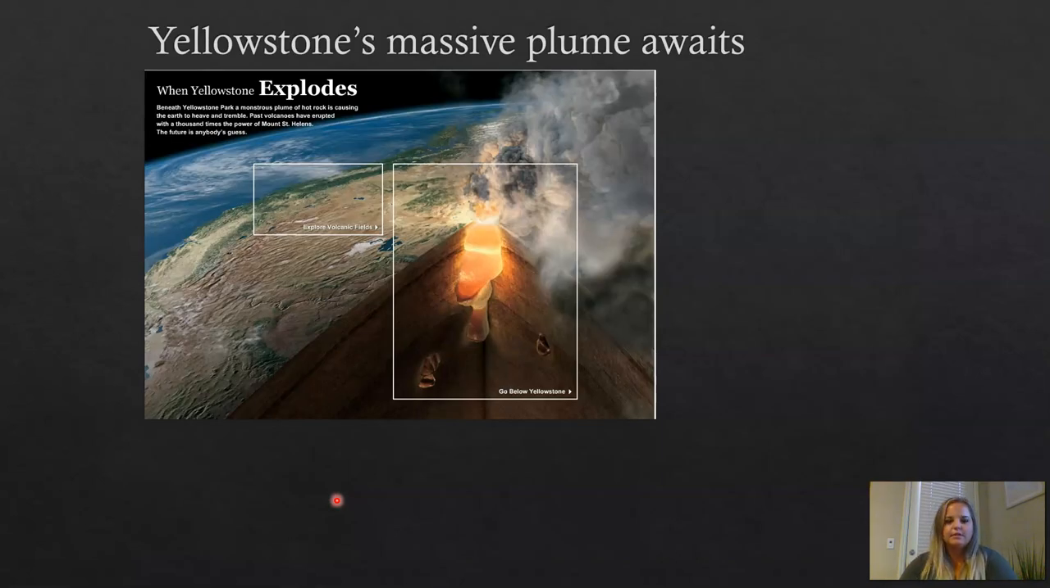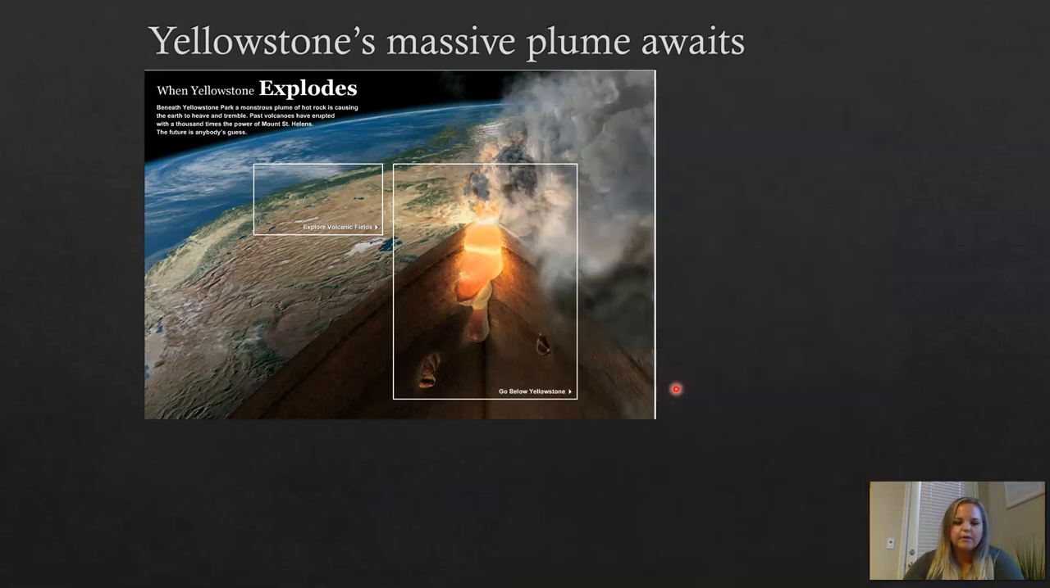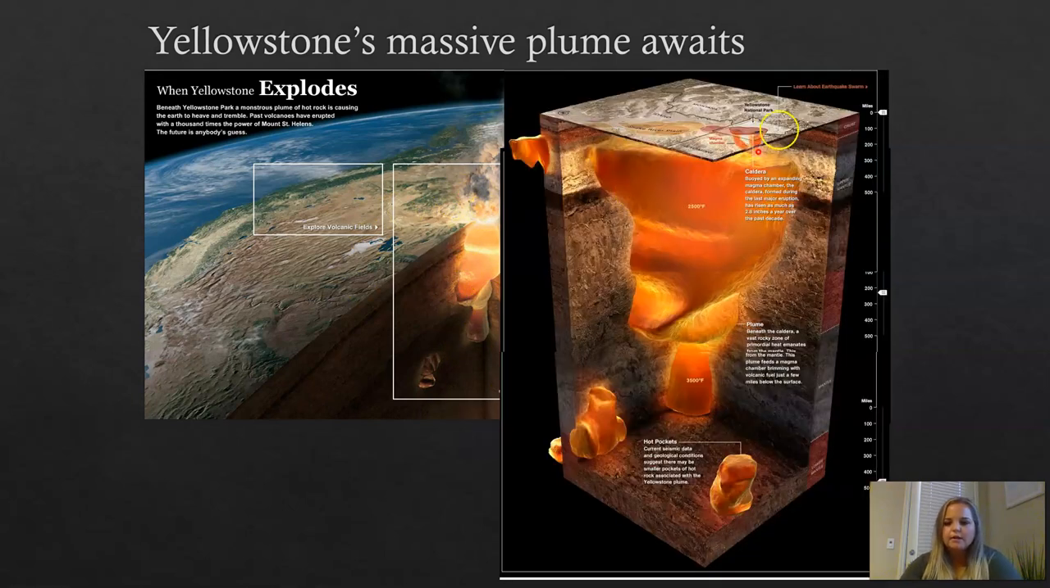So let's look at Yellowstone below the surface. This is what Yellowstone actually looks like below the surface. I give you this to get you going. And then here you can see as we go down into the earth, it gets drastically bigger. Right here is the outline of the park, the outline of Yellowstone, and then this is the entire magma chamber here.